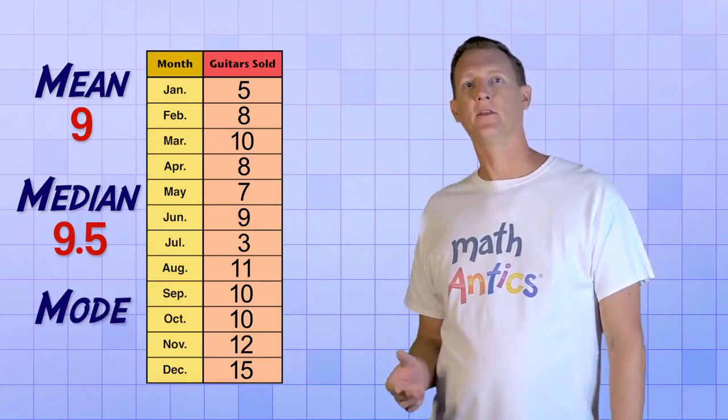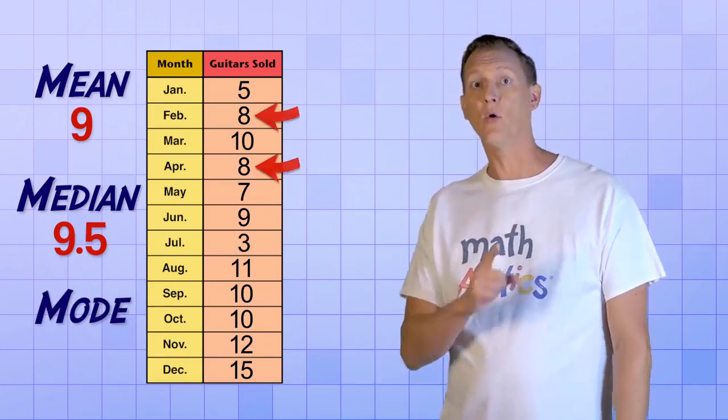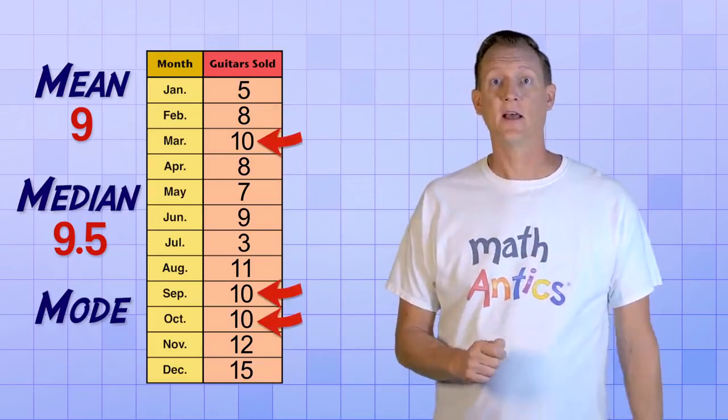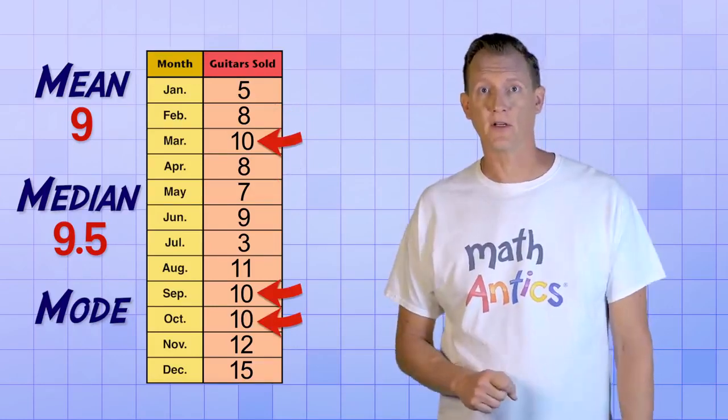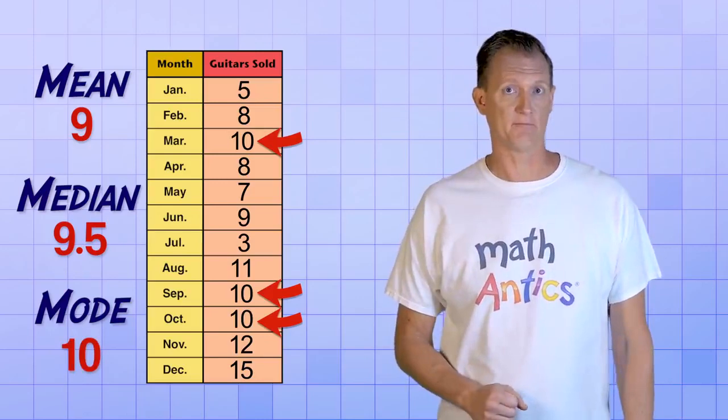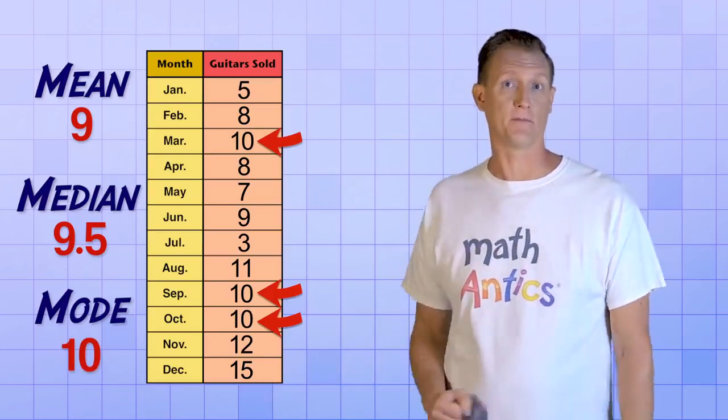Well, let's see. There's 2 8s in the data set. Oh, but there's 3 10s. That looks like the most frequent number. So 10 is the mode of this data set. It's the result that occurred most often.